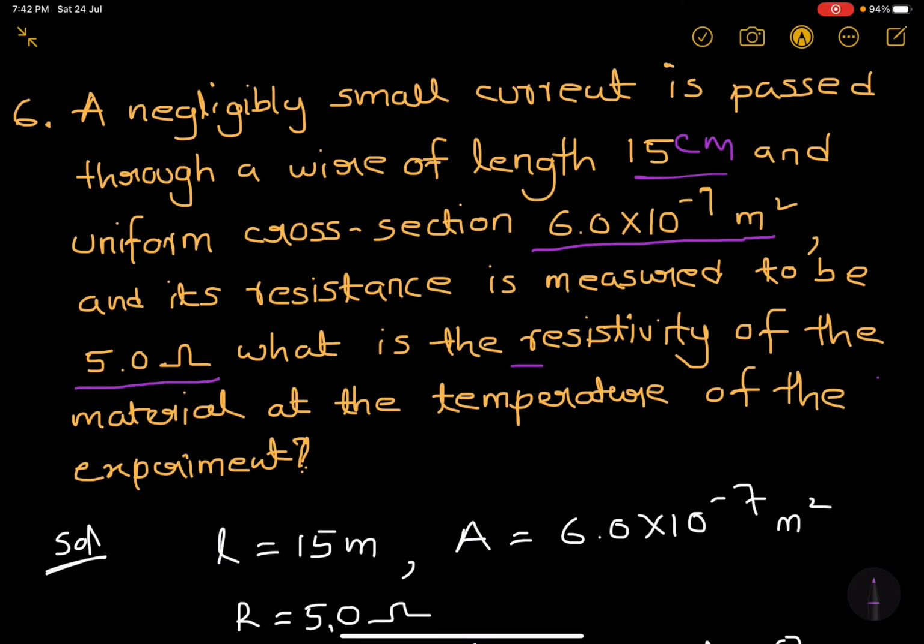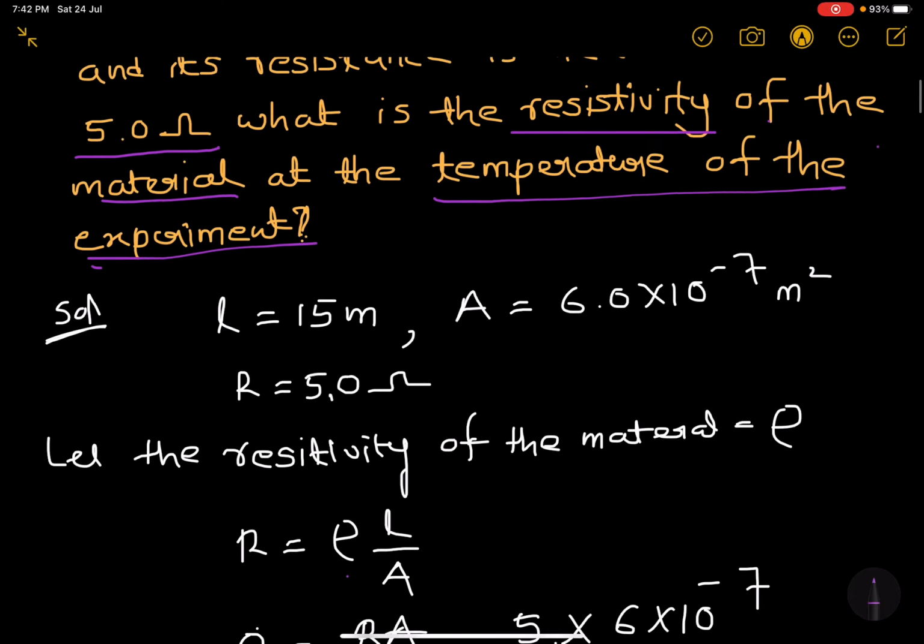What is the resistivity? Resistivity means rho. It is the specific resistance of the material at the temperature of the experiment. We can find it out. Rho means specific resistance.